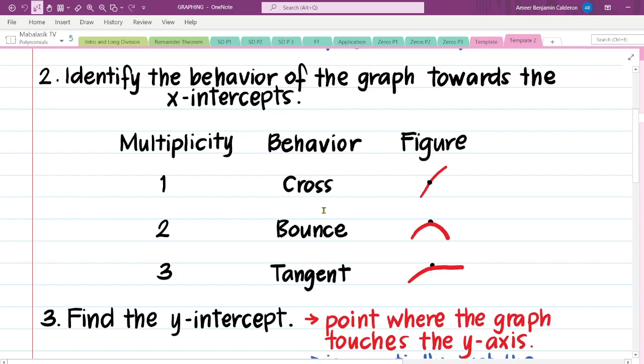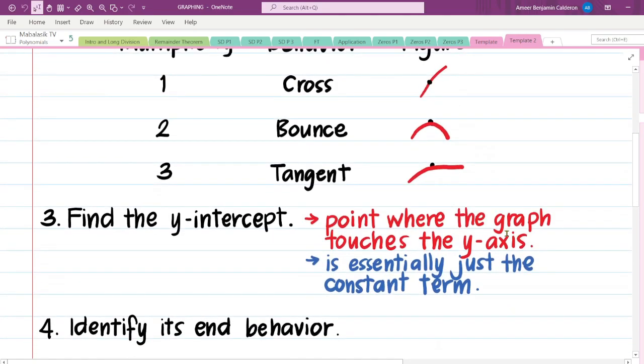Next is the y-intercept. By definition, the y-intercept is the point where the graph touches the y-axis. So it's essentially just the constant term. If we let x be equal to 0, then we are just left with the constant term. That basically is just the y-intercept.